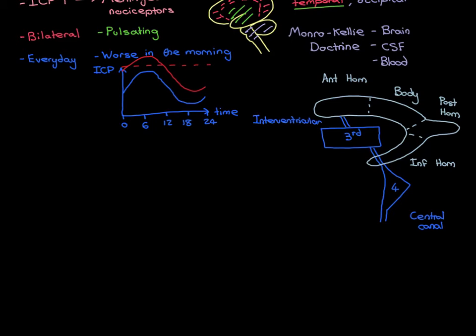There will be another one on the right hand side which will connect the third ventricle with the right lateral ventricle. So this is the interventricular foramen, and it's also called the foramen of Monro, or if you want to give it its full name, you can call it the interventricular foramen of Monro. So this is the left foramen of Monro. There will be a right foramen of Monro going into the right lateral ventricle.